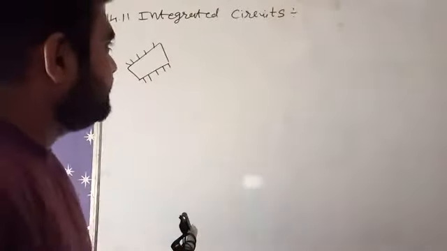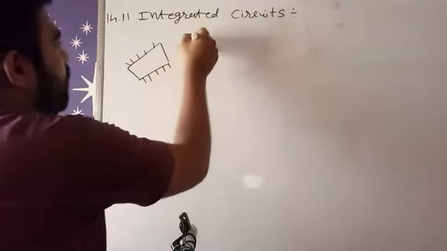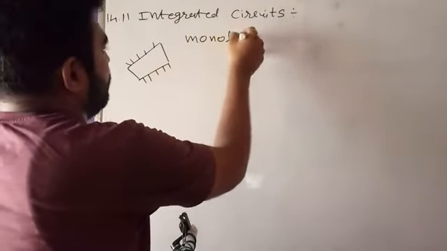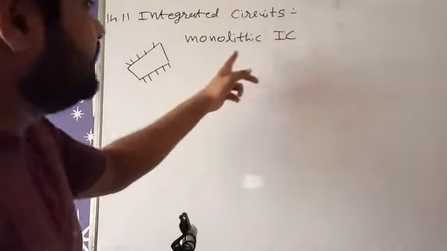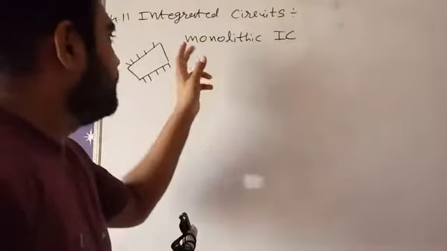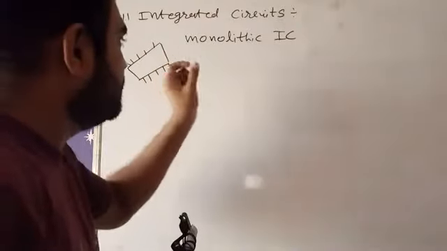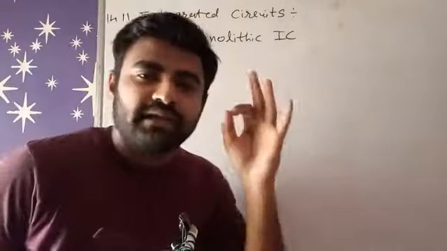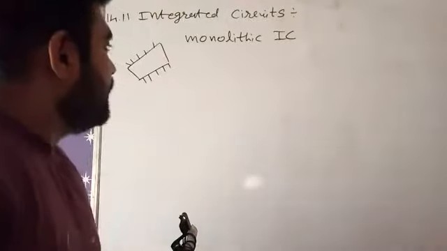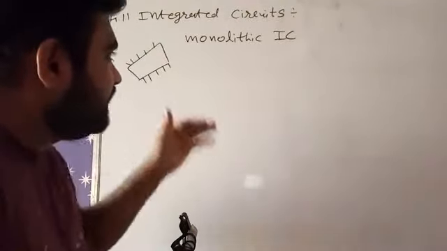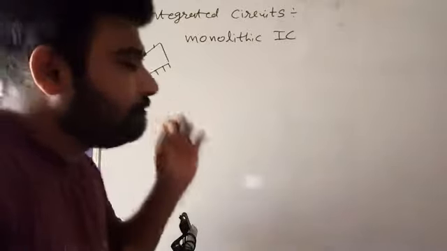So integrated circuit, first it is called monolithic IC, monolithic integrated circuit. See, first of all, what is mono? Mono means one and lithic means stone. So only in one stone we are having so much output, right? Also, we are having different types of ICs with a number of logic gates.